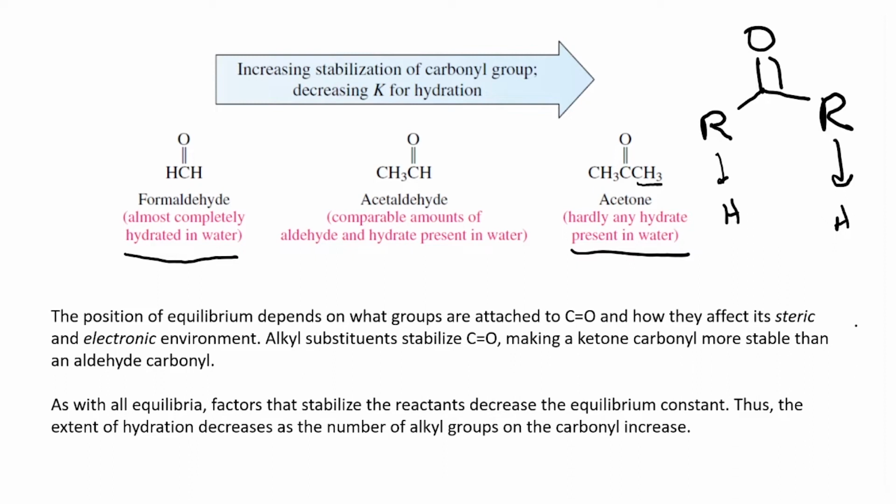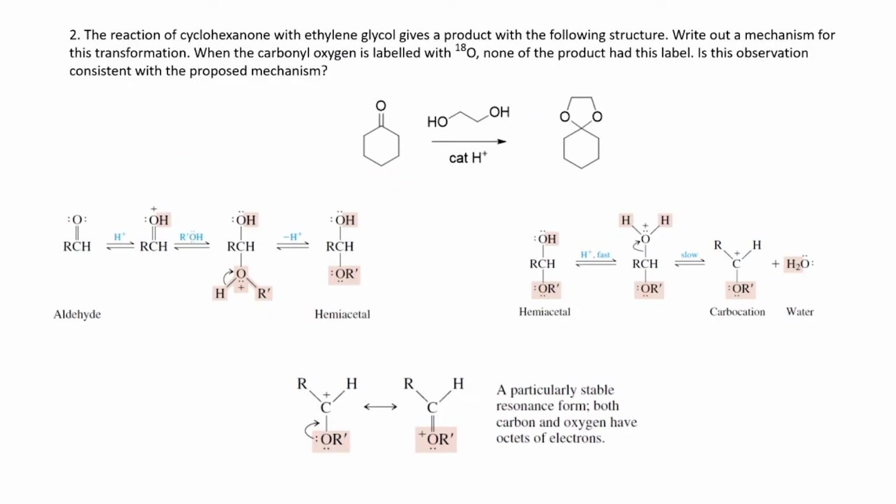This is an important example of how you can use experimental data to make interpretations about the stability of various participants in an equilibrium. Now let's move on to the next question, which is to propose a mechanism of the reaction of cyclohexanone with ethylene glycol, and it gives you this cyclic acetal as the product.